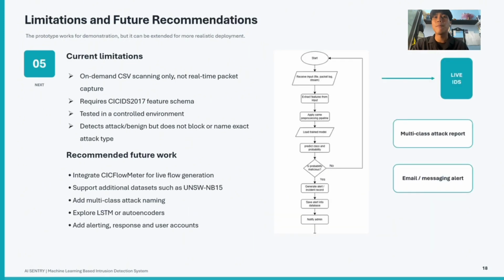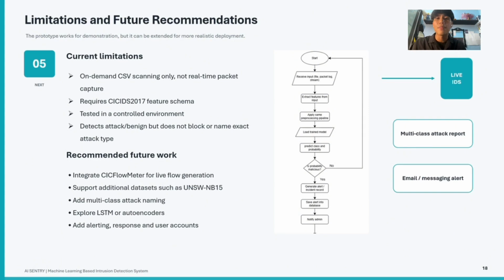Now, we go to the limitations and future recommendations. Although AI Sentry works as a prototype, it still has several limitations. The first limitation is that the system only supports on-demand CSV scanning. It does not capture live network packets. The second limitation is that the uploaded file must follow the CICIDS 2017 feature schema. The system was also tested only in a controlled environment, not in a real organization. And the current output is binary classification. It identifies traffic as normal or malicious, but does not provide the exact attack name for every prediction. The system also does not automatically block malicious connections.